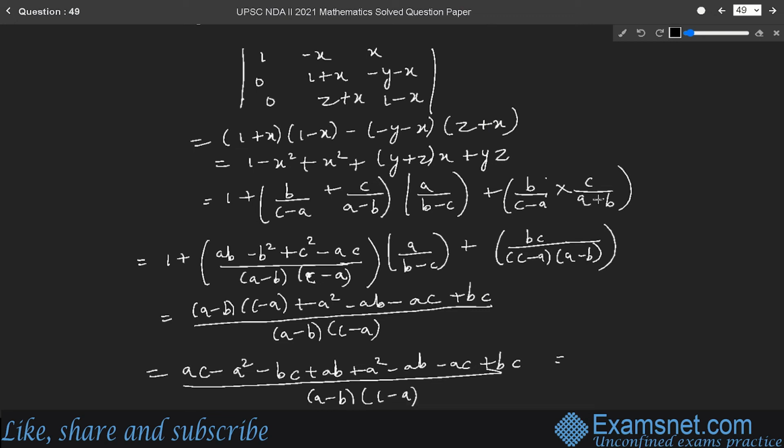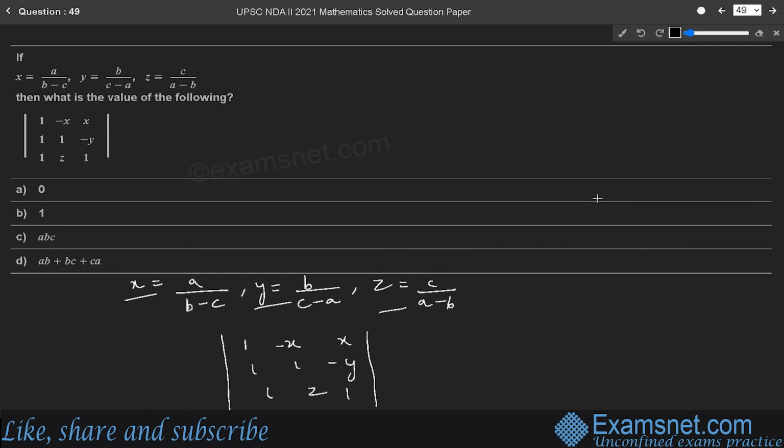So it will be equal to 0, because this is plus, this is minus, this is plus, this is minus; this is negative, this is positive, again this is negative and this is positive. So the answer will be 0. So we can say that the value of the given determinant is 0. Therefore the correct option here is option A, which is 0.